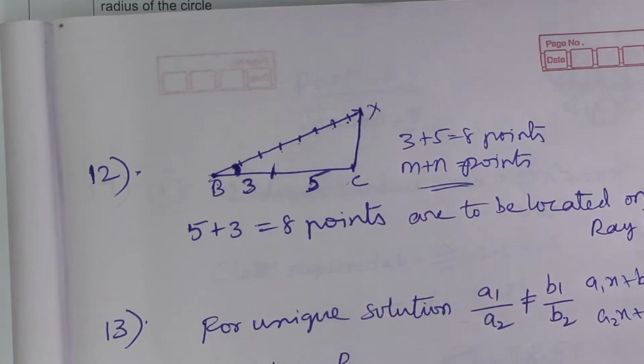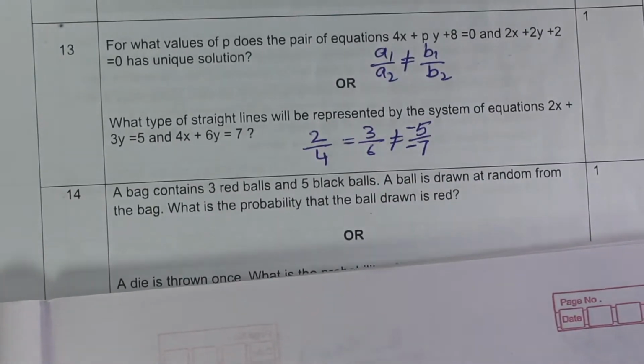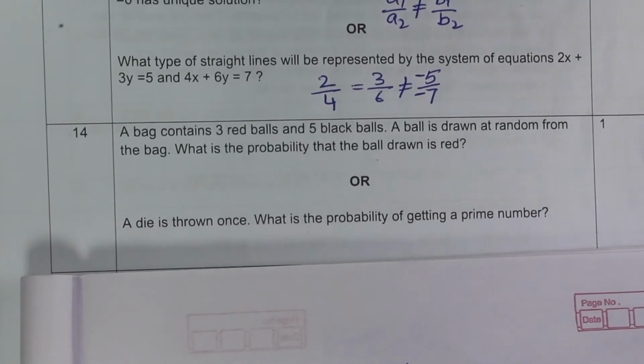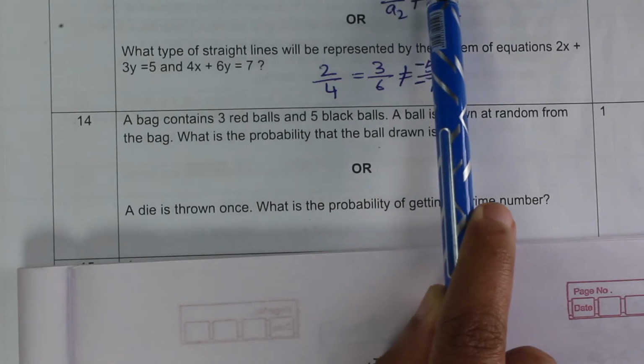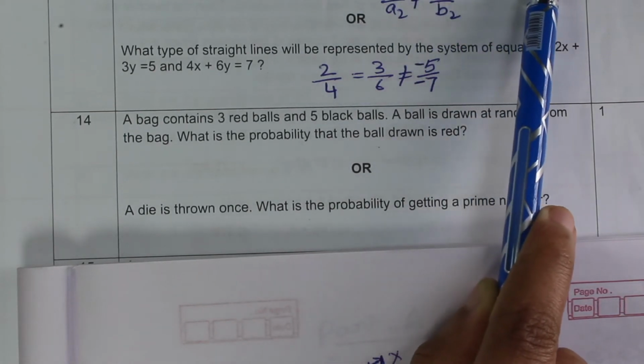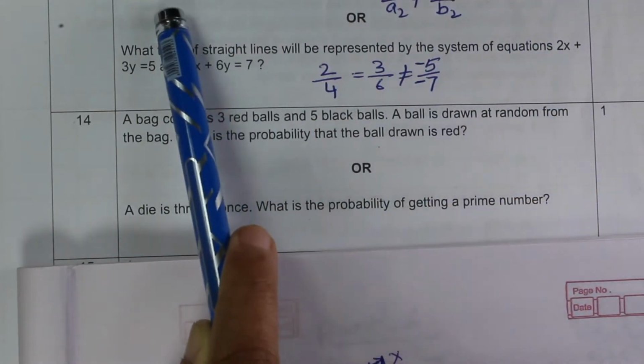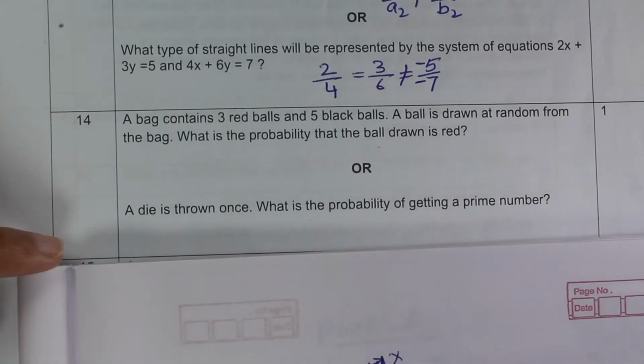Now let's move to the next question. For what values of p does the pair of equations 4x + py + 8 = 0 and 2x + 2y + 2 = 0 have a unique solution?